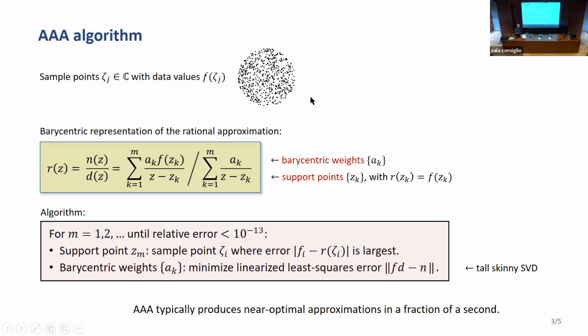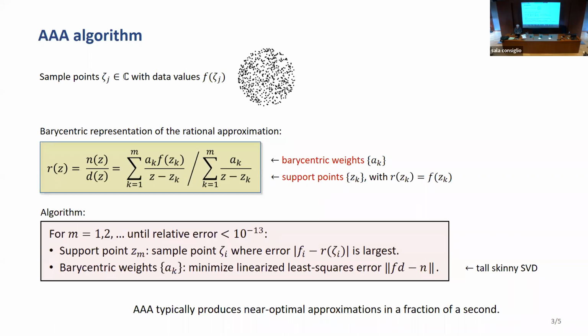So the idea is you have some points on the real axis or in the complex plane. This cloud of points suggests that. And you have some data values at the points F. And you want to find a rational function of Z that approximates that data.